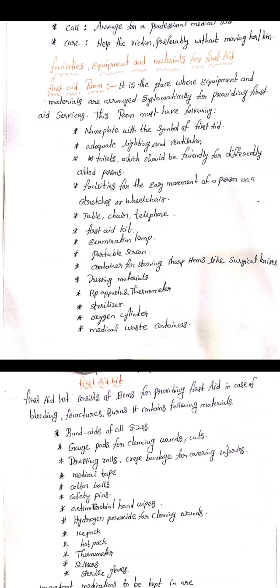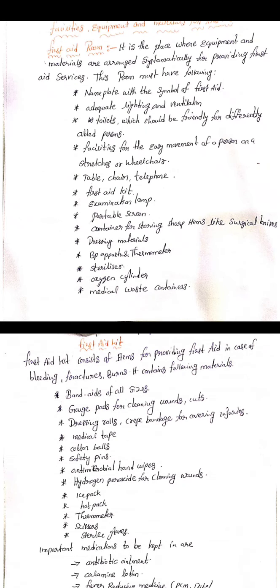Next, table, chair, telephone. Telephone means if there is any emergency we can call, so for that purpose we will use a telephone. Table, chair, common. Okay, next, first aid kit. First aid kit means it will have different types of medicines or emergency chemicals, like that. Next, portable screen. Screen means, I think everyone knows, the green color screen that is available in hospitals. That should be there in the first aid room.